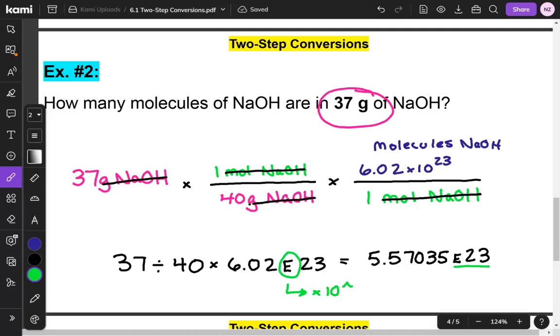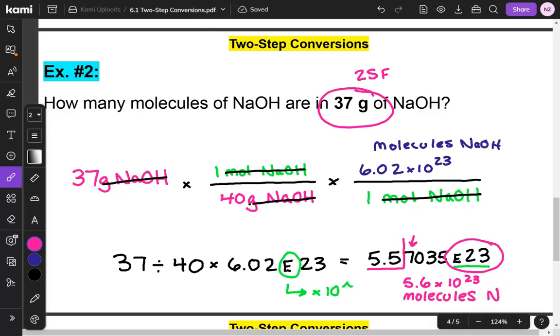That E is times 10. So we'll come back to that in a second. But we want to round our answer to the appropriate number of sig figs. There were 2 significant figures in our given. So we want to round our final answer to 2 significant figures. So this will be 5.6. And we want to make sure we don't leave off our times 10. So this is going to be times 10 to the 23rd. And this is going to be molecules of NaOH.